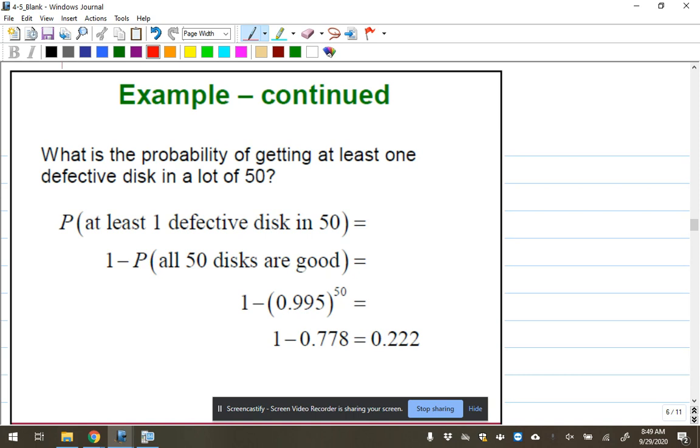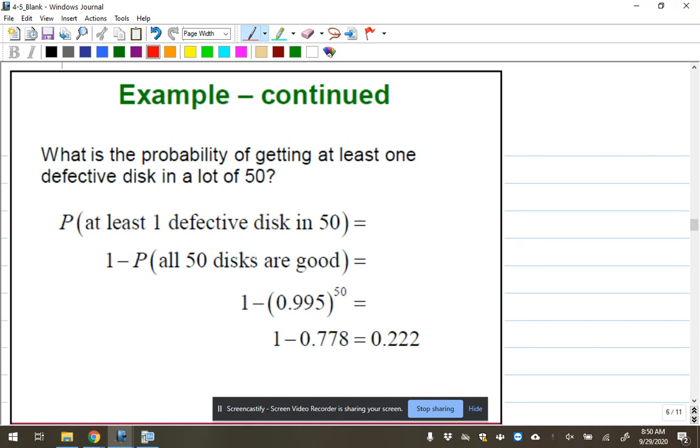The probability that all 50 discs in a group of 50 are good. Why quality control works is you usually don't test every single item that comes out. You pick a group of them and test them, and hope that sample applies to the population. So 1 minus all 50 discs are good, or none defective. That's what it means, same thing.